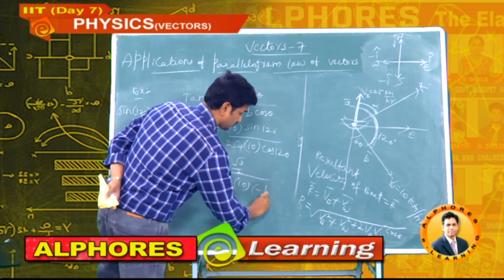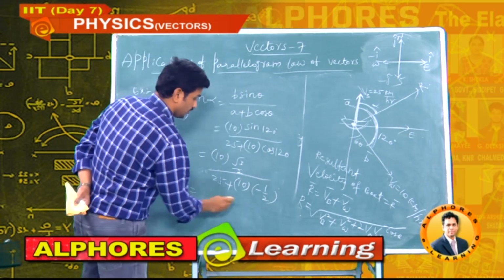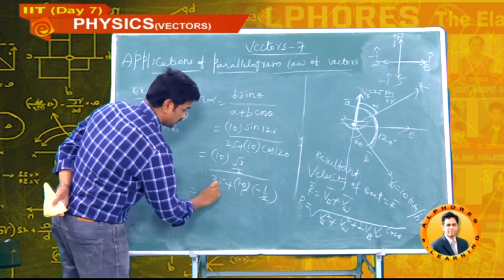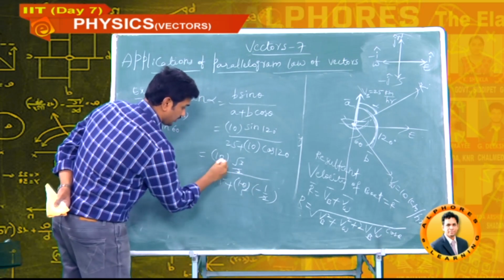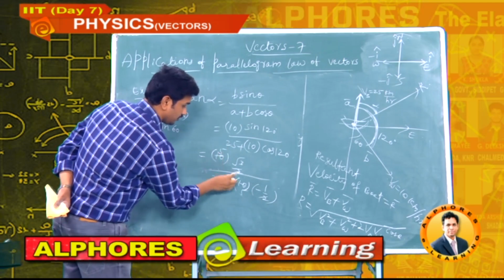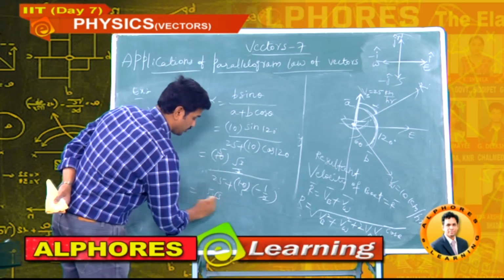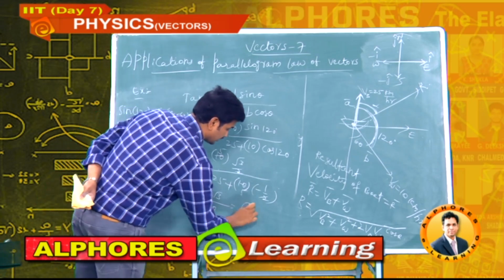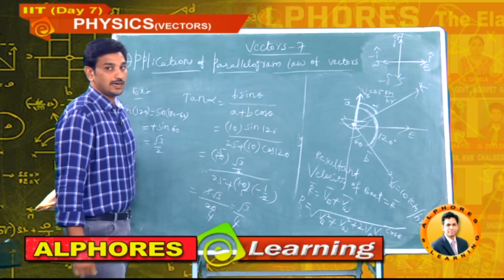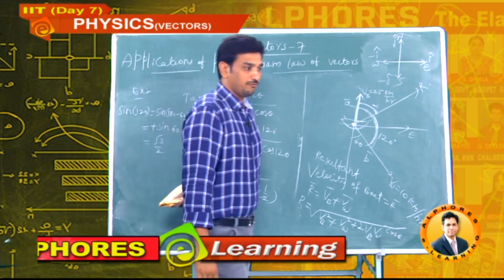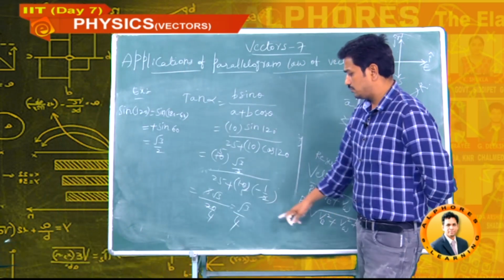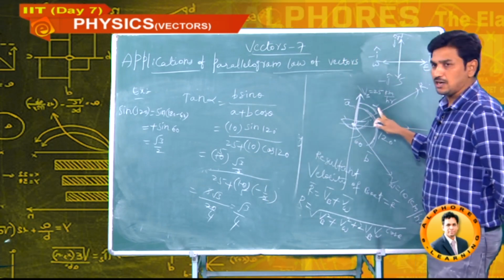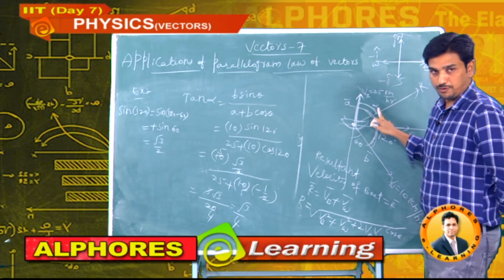So sin 120 is root 3 by 2, and 25 plus 10 into cos 120, this is 10 times minus 1 by 2, 2 ones, 2 fives. 25 minus 5, it's 20. So this is 5 root 3 in the numerator, and this is 20. 5 ones, 5 fours. Now what is the answer? So tan alpha is root 3 by 4. Here the angle made by the resultant vector with A bar is alpha. How much? It's root 3 by 4.